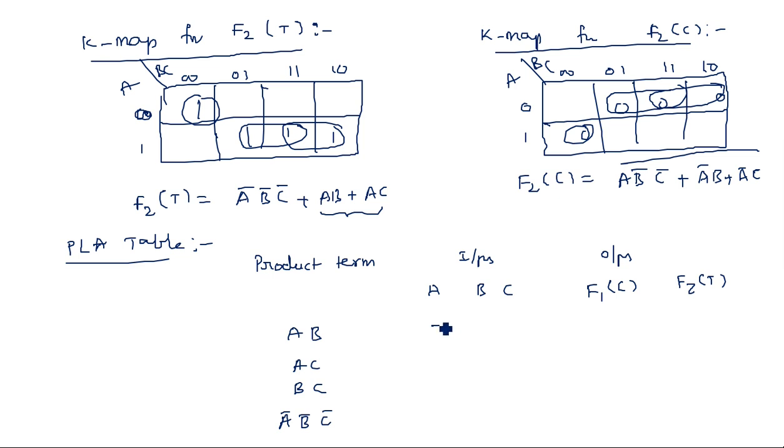So AB means, which are present, we take 1, 1, and dash; 1 dash 1; dash 1 1; and 0 0 0. All these are complements. Whether this product term is covered in F1 complement form or not: yes. F2 is covered or not: yes. Here also AC is covered in both, and BC is covered in F1 but not covered in F2, it is covered here.